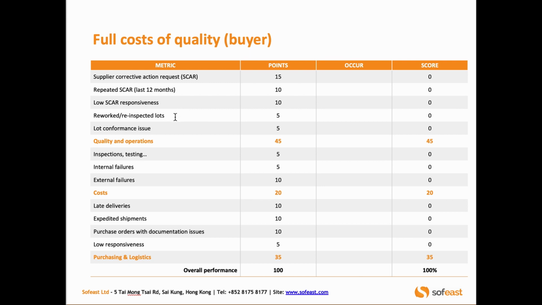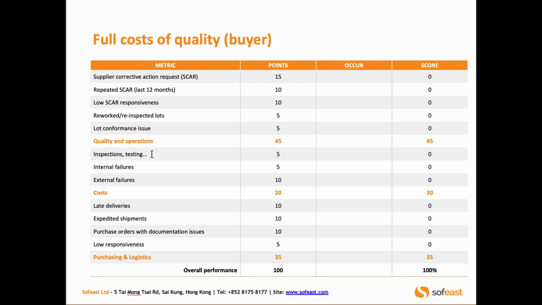When we receive some batches and we need to rework them or re-inspect them and so on, that's bad. When we do IQC and a whole lot is found non-conforming, that's a problem. So all of this can be tracked. Okay, how many occurrences times how many points.